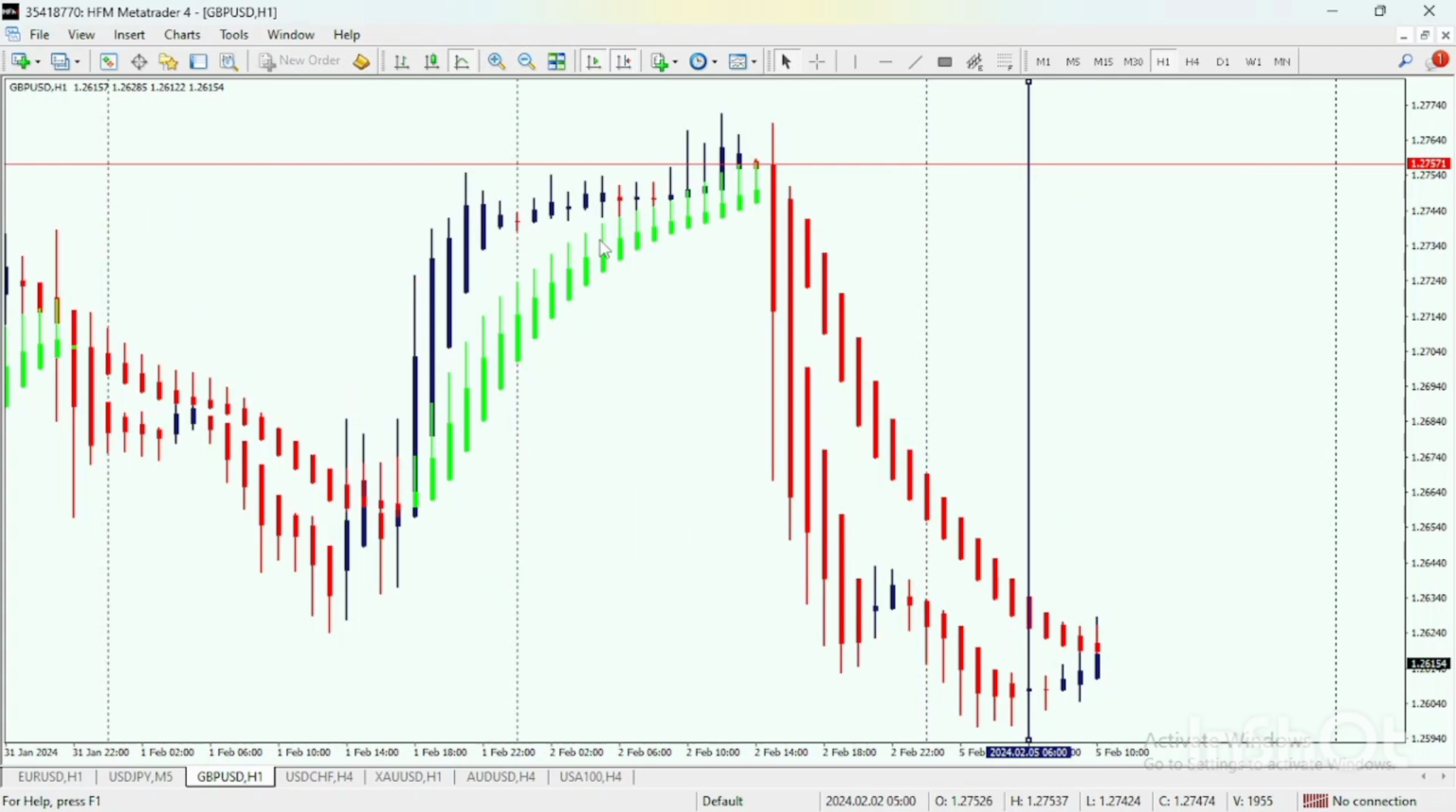So let me zoom in. You can see this red candle. The red candle on the Heikin Ashi signifies the bearish trend of the market. While the red candle for the smoothed Heikin Ashi also signifies a bearish trend.